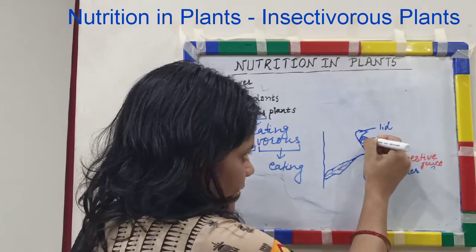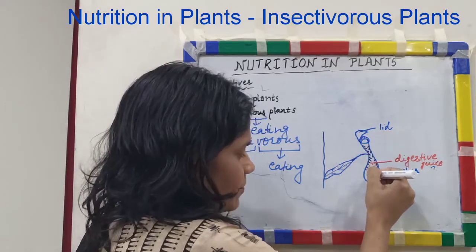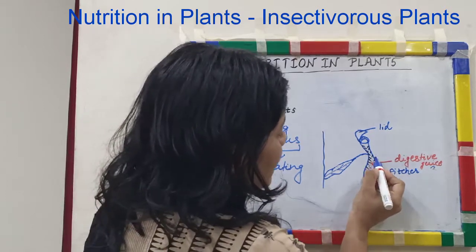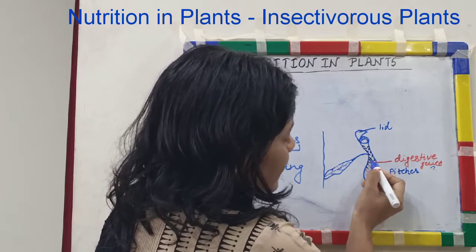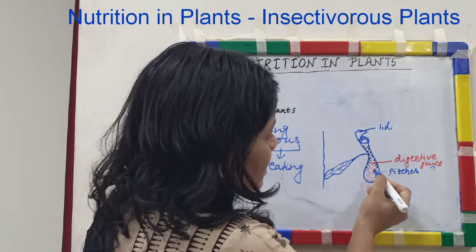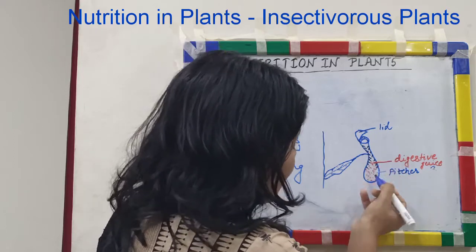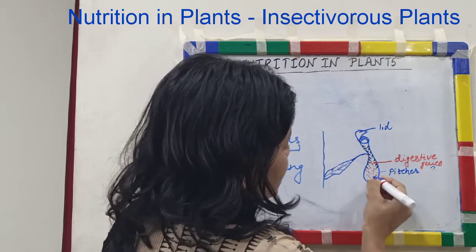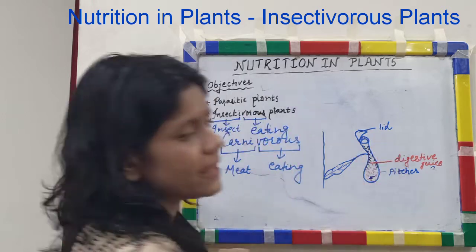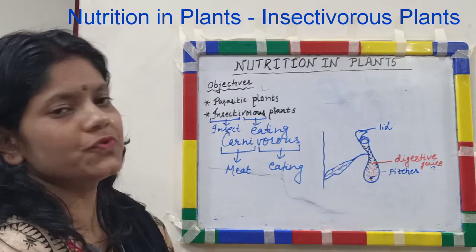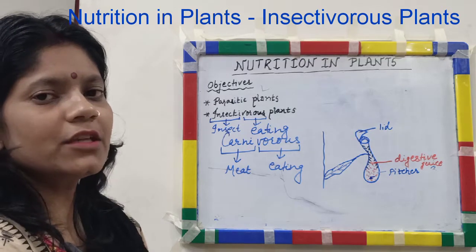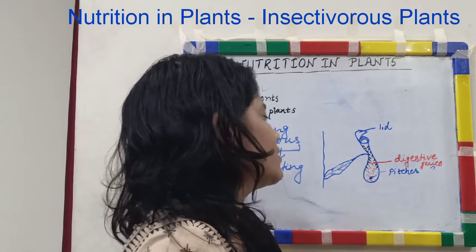When an insect sits here, what happens? It slips down the pitcher. And even when it wants to come out, there are certain hairs inside which are directed downwards. You can see the downward projecting hairs here. These hairs prevent the insect from coming out. And what happens to the insect inside? The insect is digested with the help of digestive juices. And the nutrients which are present inside the body of the insect are absorbed.